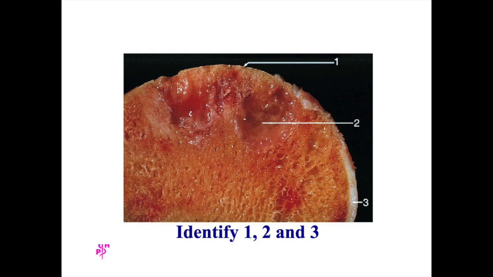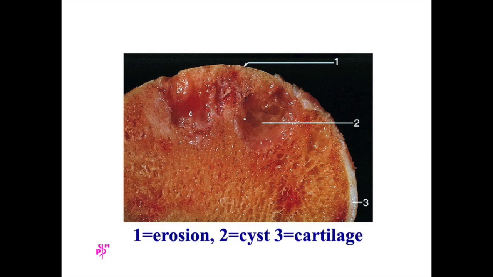What abnormalities can you see and what is the diagnosis? Here labelled 1, 2 and 3, we see erosion of the osteoarticular cartilage, cyst formation, and 3 is the articular cartilage itself. This again is a case of osteoarthritis.